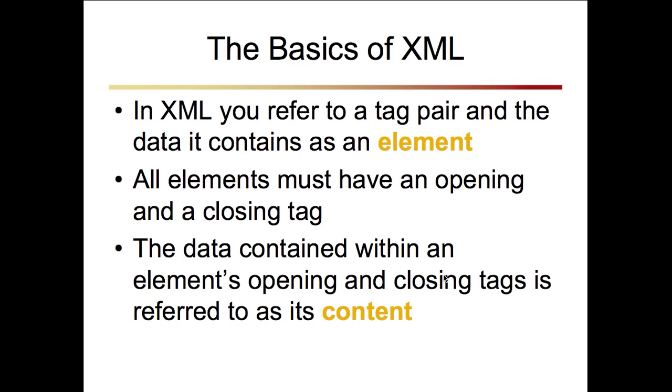So in XML, you refer to tag sets as an element. So we have elements instead of tags. We create an element. In fact, the word is element. You can create elements like first name, last name. So the tag pair and the data is contained as an element. All the elements have an opening and a closing tag, like first name, last name, opening and closing. And the data contained within the element's opening and closing tag is actually called the content, because it's content, because it's data, not text.